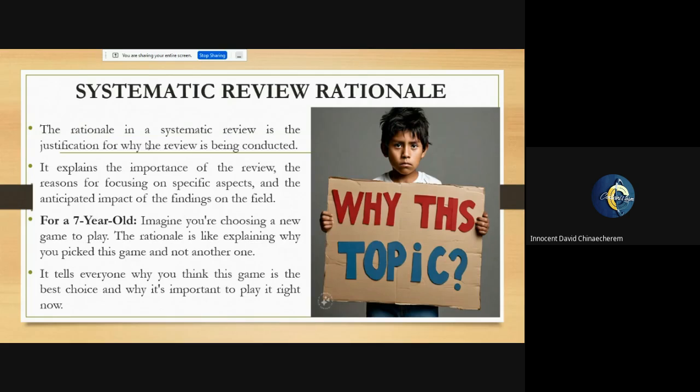If you're writing your systematic review dissertation, right, it's usually very problematic for you to write a rationale, because in our PRISMA checklist, you find out that the systematic review rationale is clearly there.